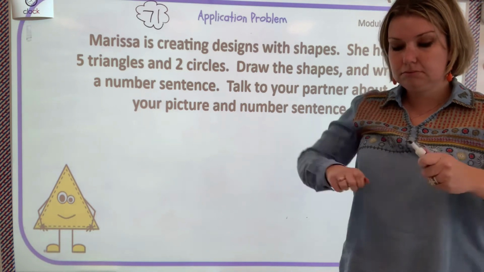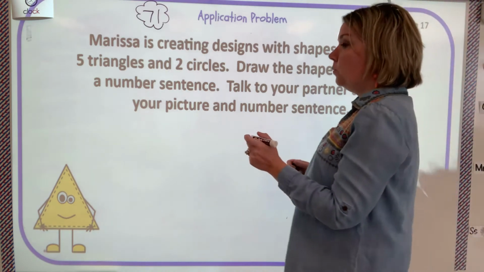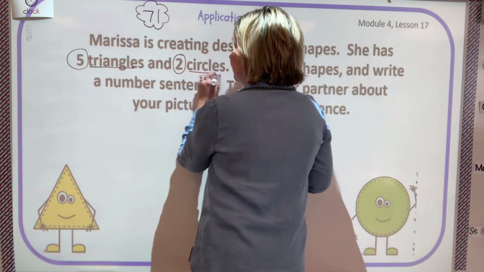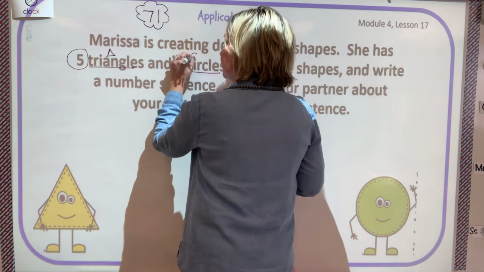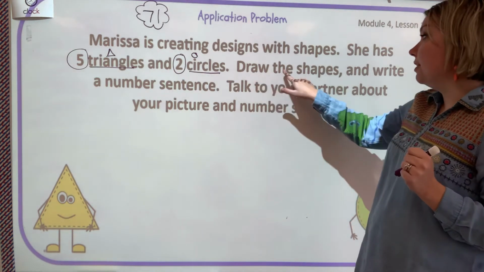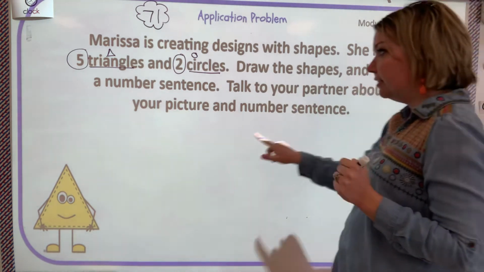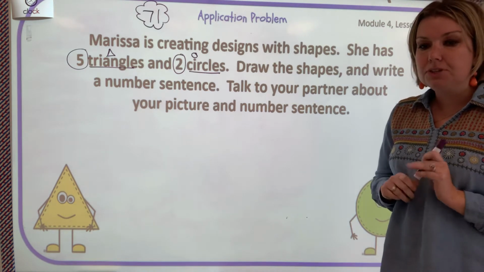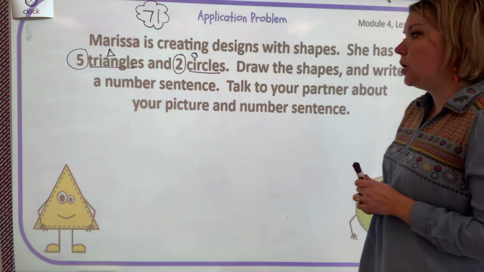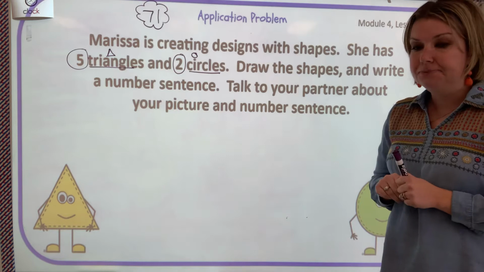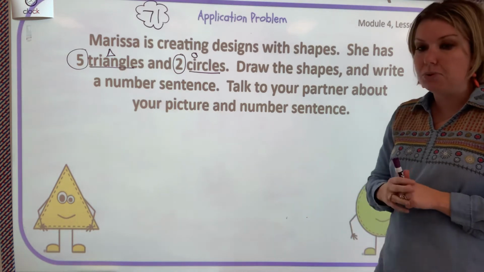You have to draw those. Well, before I do that, I'm going to circle and underline. And I'm even going to do this. 5 triangles and 2 circles. Then it says, draw the shapes and write a number sentence. I want you guys to do that on your own. Go ahead, I'm going to give you a minute. Draw the shapes first, then write a number sentence. I'm going to call on a few friends to share what you put.